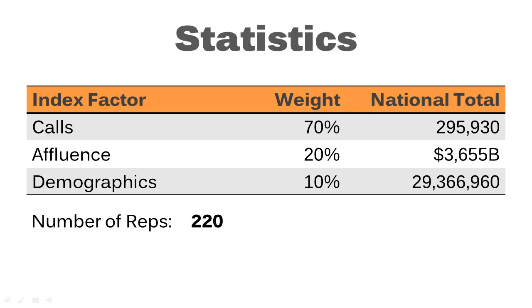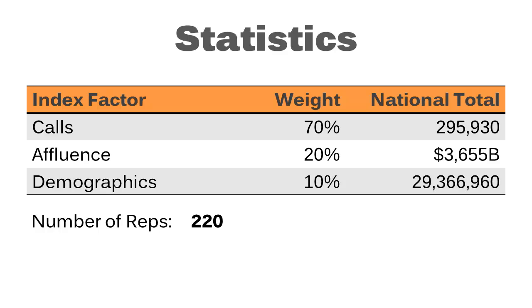If we look at the statistics for these factors at a national level, we're given a weight of 70% on calls, and there are actually 295,930 calls planned nationally. Affluence, we're given a weight of 20%, and there's 3.6 trillion allocated across the US. Demographics, 10% weight, and the national total is just under 30 million. And this alignment index is going to be based on a team size of 220 reps.